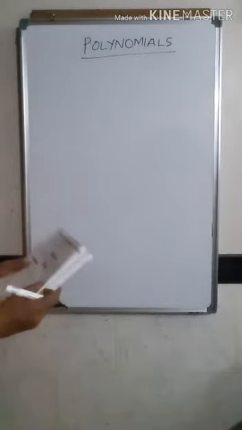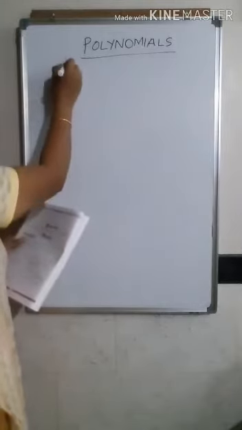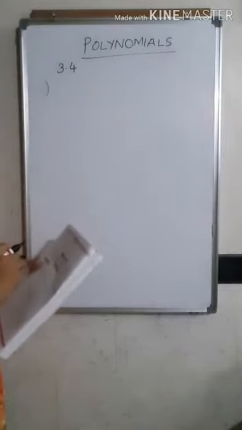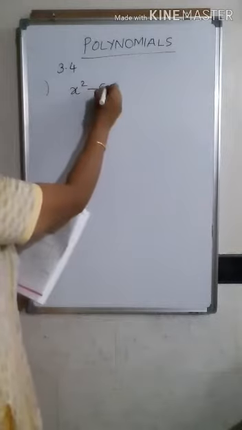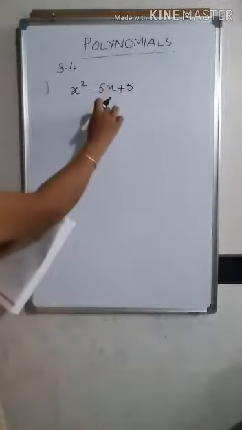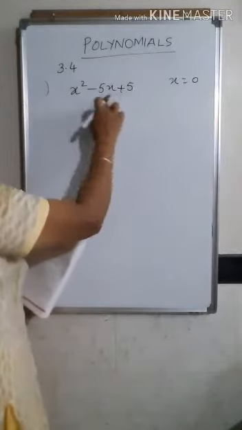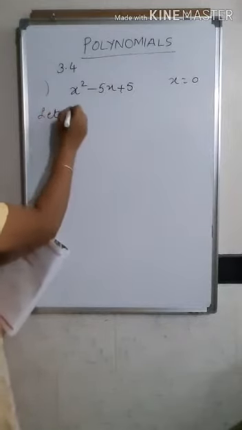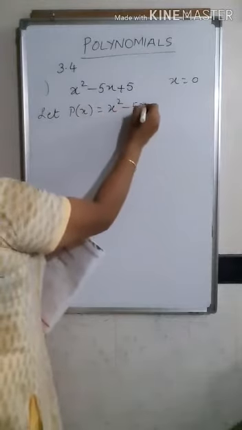In practice set 3.4, the first problem that is given is: for x is equal to 0, find the value of the polynomial x square minus 5x plus 5. This is the given polynomial. You have to find the value of this polynomial when x is equal to 0. The polynomial is not named, so let us consider, let p of x be equal to x square minus 5x plus 5.